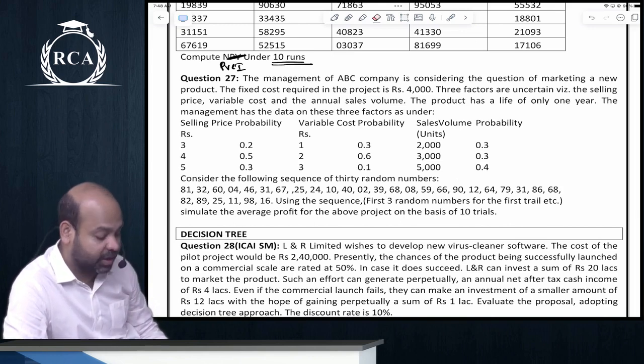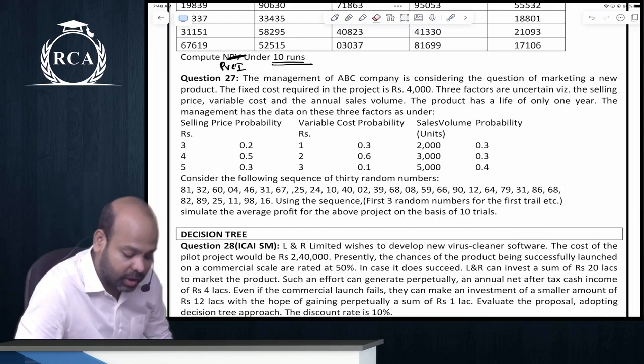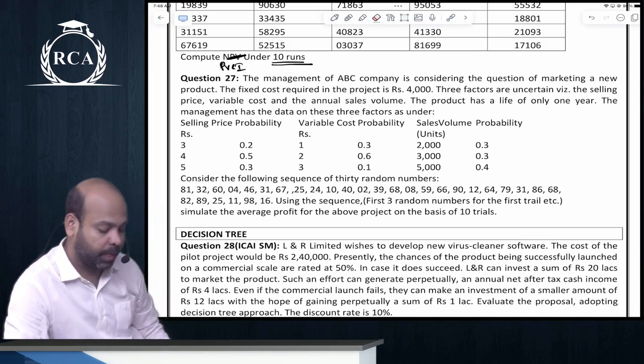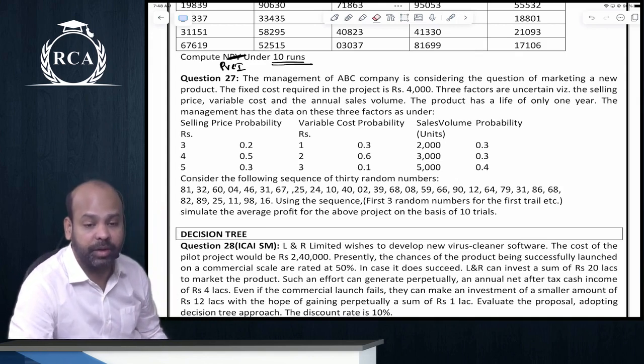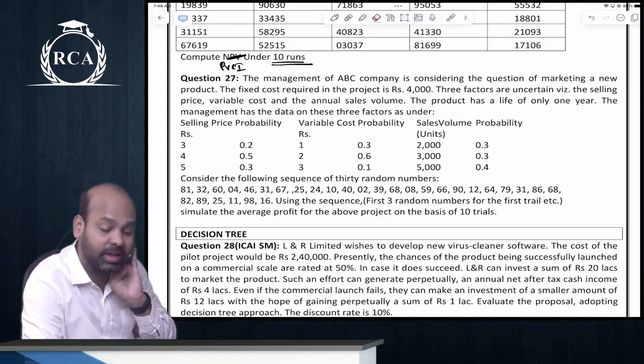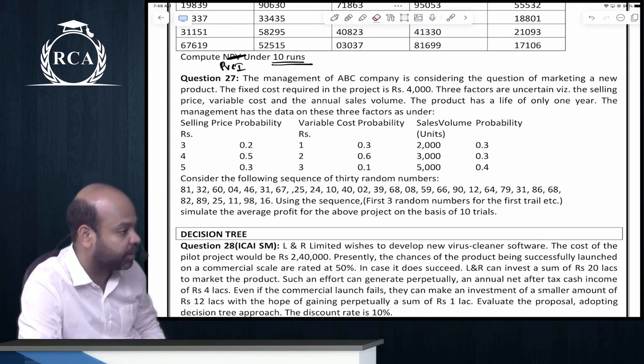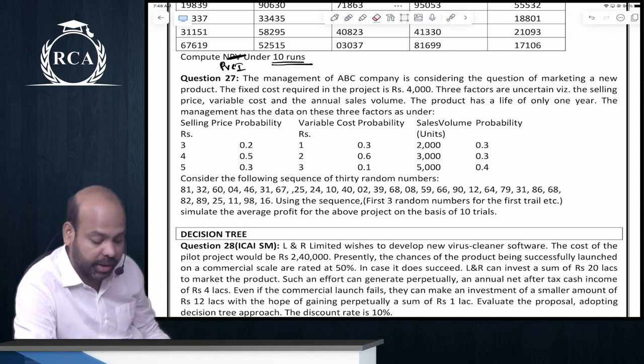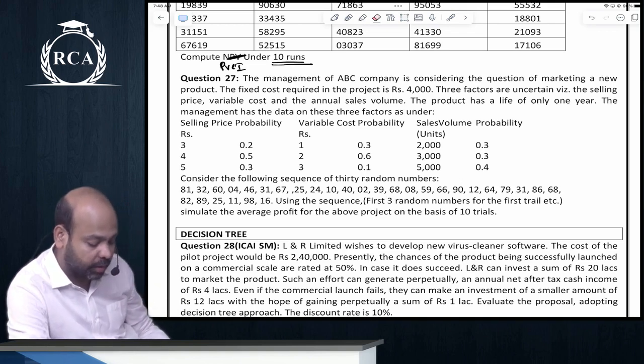The management has the data on these 3 factors as under. Selling price can range from 3 rupees to 5 rupees. But there's a 0.2 chance that it will be 3 rupees, 0.5 chance that it is 4, 0.3 that it is 5. Variable cost का probability दिया हुआ है, sales volume का भी probability दिया हुआ है.